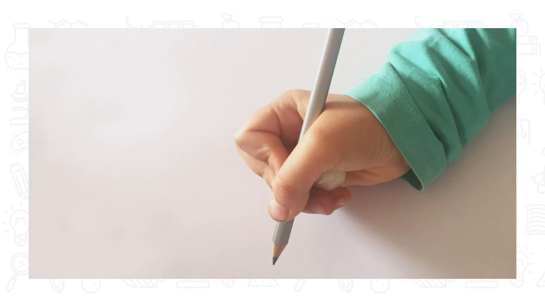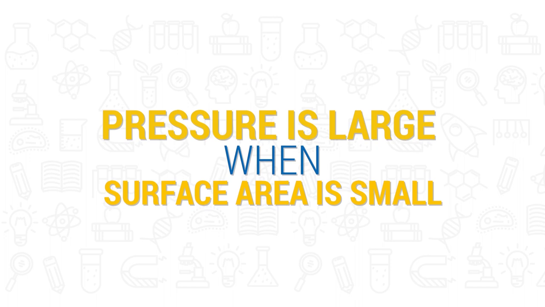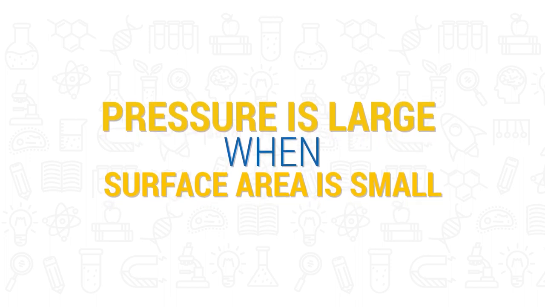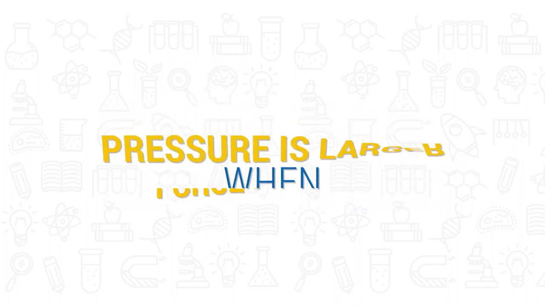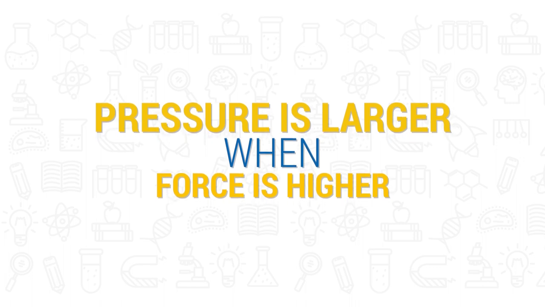The sharp end gives a high pressure and the blunt end gives a low pressure. Pressure is large when the surface area is small. Pressure is larger when the force is higher. Let's apply pressure on different kit items.